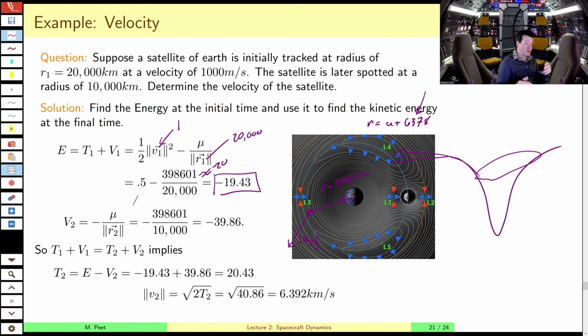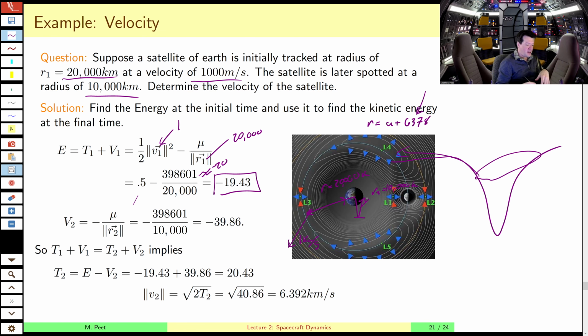I didn't define the problem yet. So we initially observed this spacecraft. It allows us to calculate its energy. We later observed the spacecraft a little bit closer to the Earth, at 10,000 kilometers. And the question is, how fast is that spacecraft moving? Maybe it's going to hit the Earth.